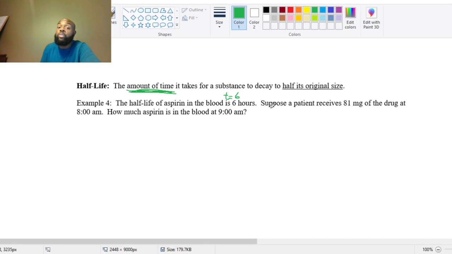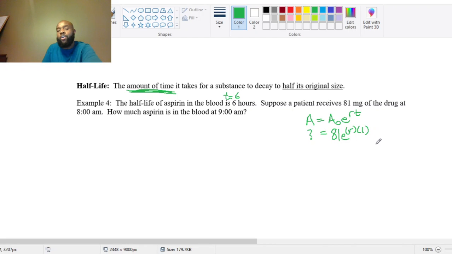But what we want to do is suppose a patient receives 81 milligrams, right? And we want to know how much aspirin is in the blood, the amount in the blood at 9 a.m. But that's 1 hour later, right? Now, if I were just to give you this second part here, in all of these problems, we're going to assume we have continuous decay, okay? We want to know how much is in the blood. So I want to know this variable A here. If they took 81 grams, and I want to know it for 1 hour later. 1 hour is my time, T is 1 in hours.